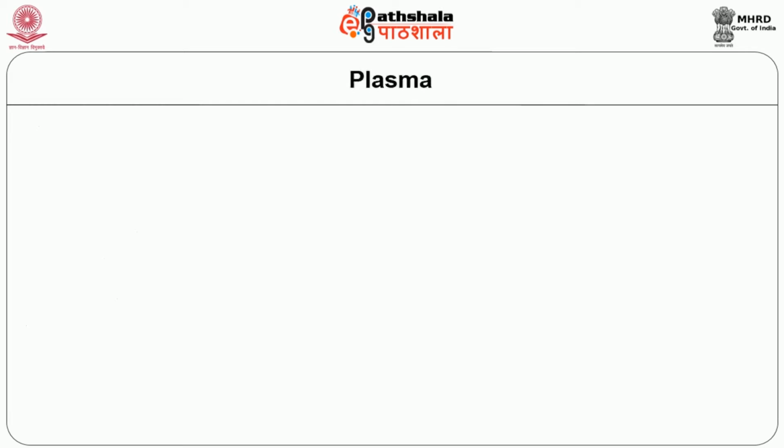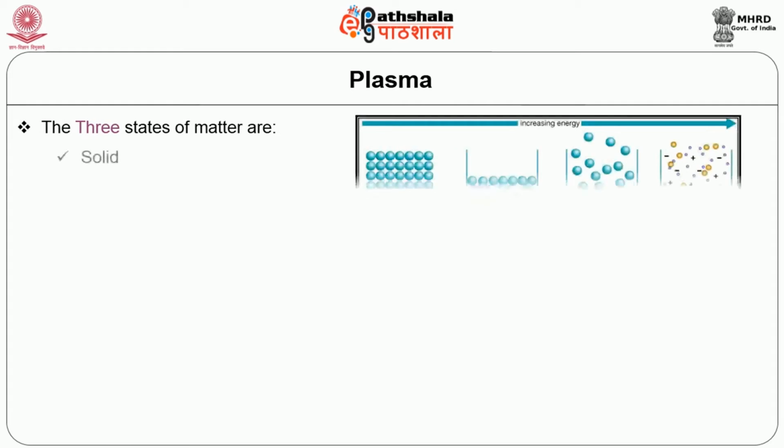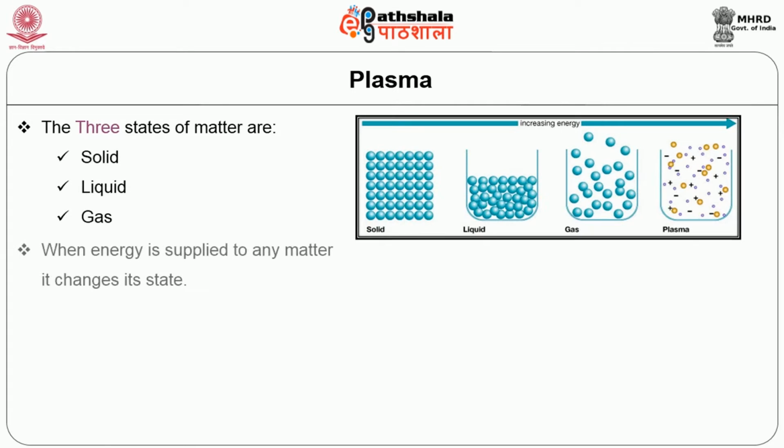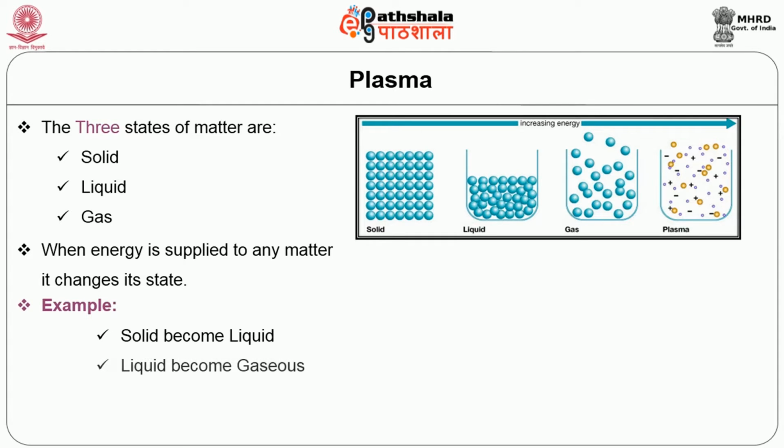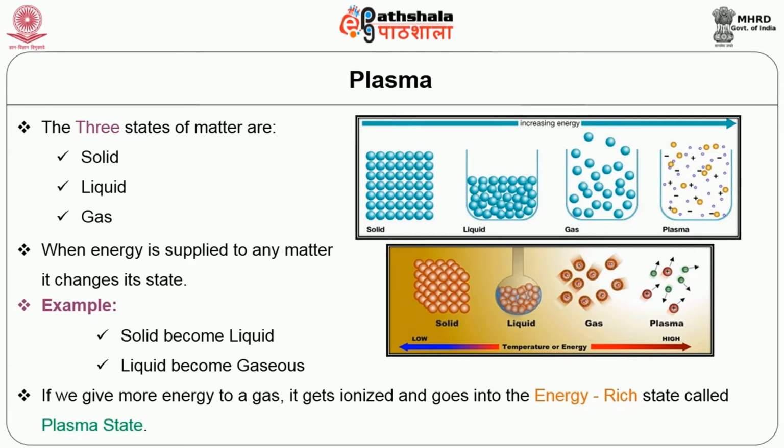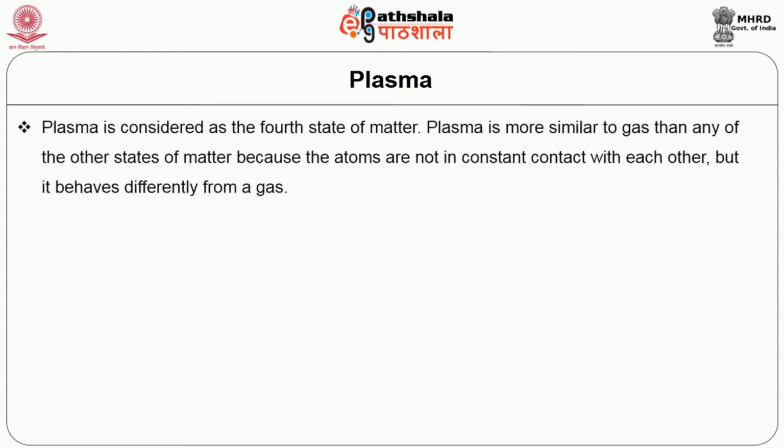Let us first see what is meant by plasma. The three states of matter are solid, liquid and gas. When energy is supplied to any matter, it changes its state. For example, solid becomes liquid and liquid becomes gaseous. Let us assume if we give more energy to a gas, it gets ionized and goes into the energy rich state called plasma state. Hence, plasma is considered as the fourth state of matter.